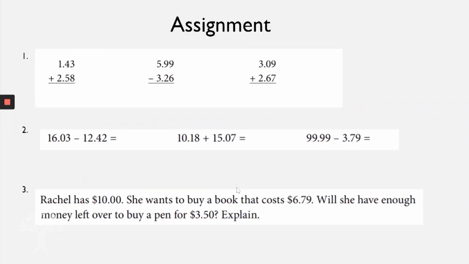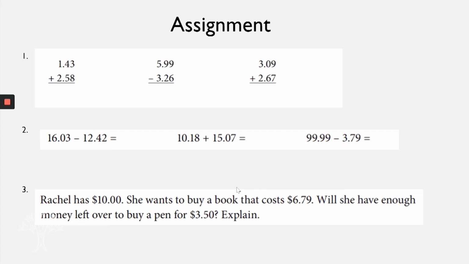Okay, fifth graders, here is today's assignment. Make sure you communicate with your teacher on how they want you to turn it in. Number 1 has 3 problems. 1 and 43 hundredths plus 2 and 58 hundredths, 5 and 99 hundredths minus 3 and 26 hundredths, 3 and 9 hundredths plus 2 and 67 hundredths. Number 2 also has 3 problems. 16 and 3 hundredths minus 12 and 42 hundredths, 10 and 18 hundredths plus 15 and 7 hundredths, and 99 and 99 hundredths minus 3 and 79 hundredths.